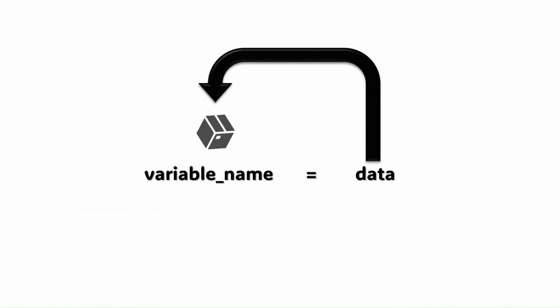A variable in Python is like a box that may have some contents inside. On the left of the equal sign, we have the name that's written on the box. On the right of the equal sign, we have the contents of the box. At any time, we can take these contents out of the box and put something else inside. In fact, the box can even be empty.